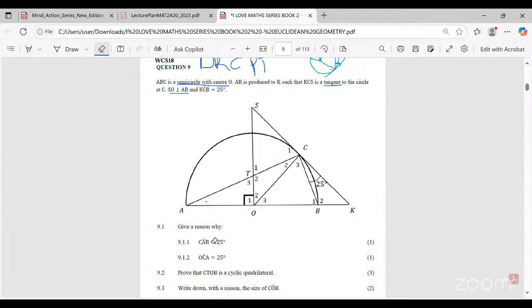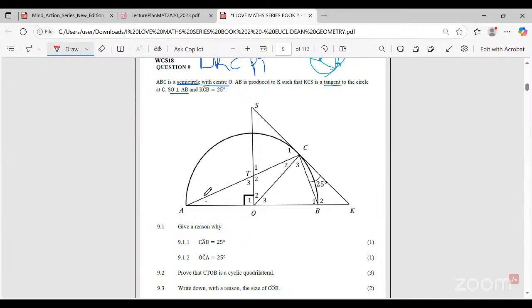why CAB, CAB is this angle right here. Why is this angle here equal to 25 degrees? What do you think now? CAB is equal to 25 degrees because the angle between the tangent and the chord is equal to the angle in the alternate segment. Yes, of tan chord theorem, right? Yes, sir. 100% correct. Tan chord theorem.